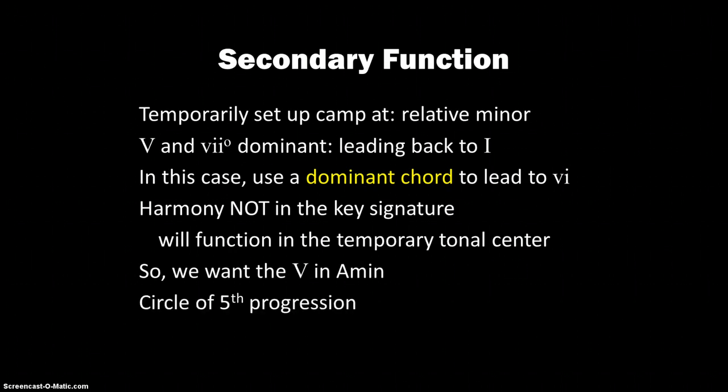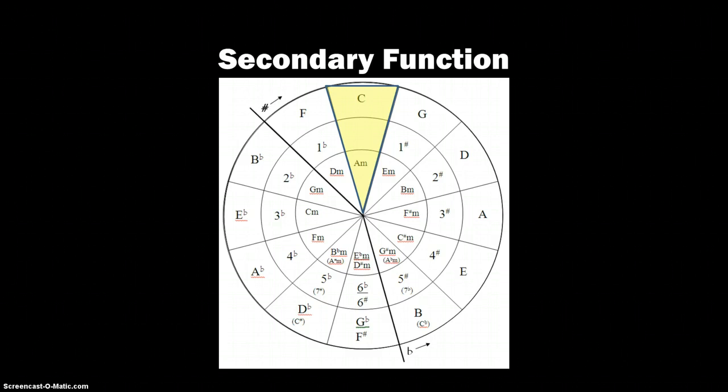Alright, so let's look at our circle of fifths really quick. Here we see C major and A minor, our relative major and minor chords. Well, the dominant chord in C major is G: C, D, E, F, G. That's our 5 chord. Okay. The same is true with A minor. The 5 chord in A minor would be an E chord.